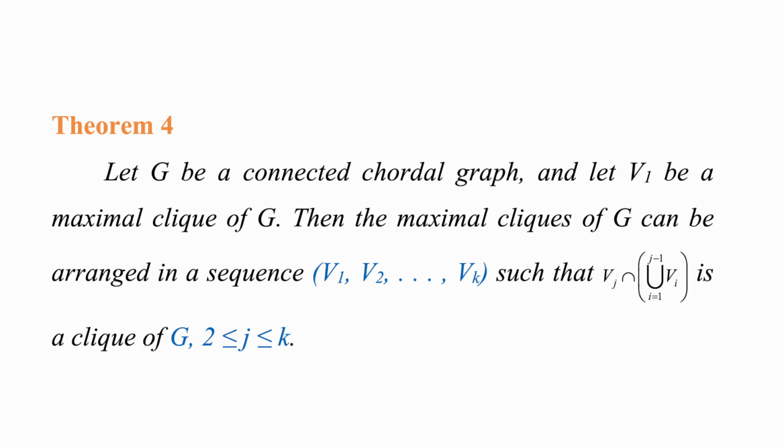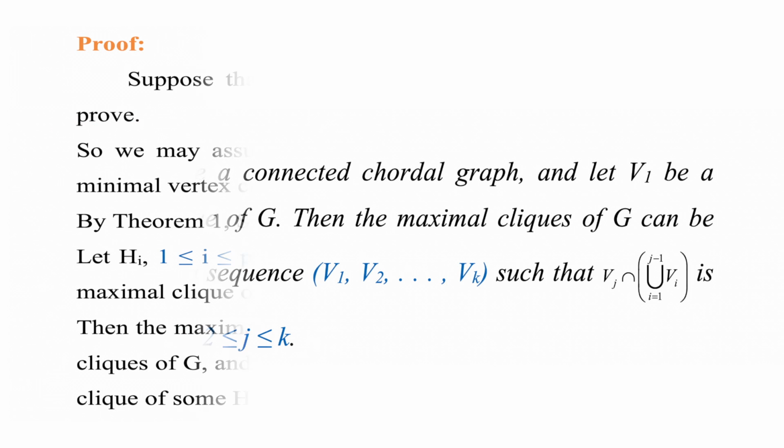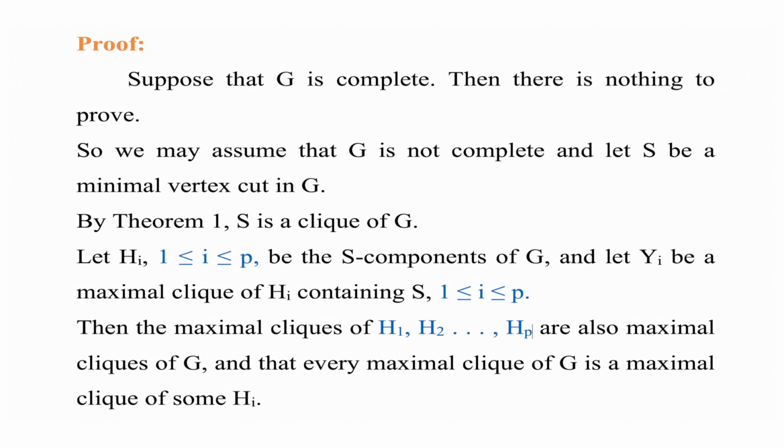We shall see a theorem now. Theorem 4, the statement goes like this: let G be a connected chordal graph and let V1 be a maximal clique of G. Then the maximal cliques of G can be arranged in a sequence V1, V2, etc., Vk such that Vj intersection with the union of Vi, i from 1 to j minus 1, is a clique of G, where j lies between 2 and k. We shall see the proof now.